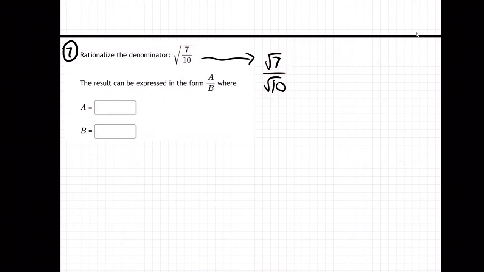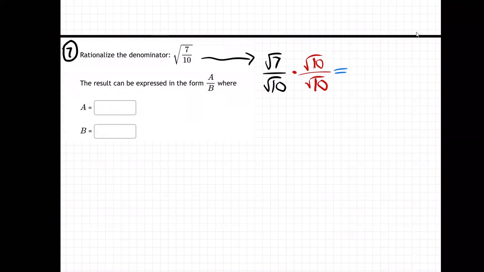Okay. So now what's up with that? Well, we can't leave a root on the bottom, right? We never leave a root in the bottom. What do we do about it? We multiply the top and the bottom by that root. So I'm going to multiply the top and the bottom by the square root of 10 in order to get rid of the root from the bottom.